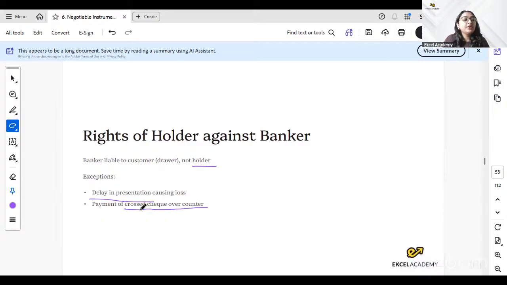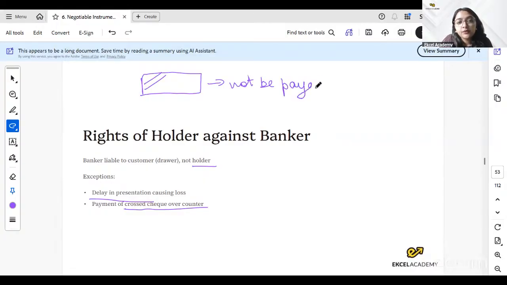Now let's say, for example, payment of a crossed check. What did I tell? When we say crossed check, you are adding two transverse parallel lines at the corner of the check, which means that it will not be payable over counter. The bank should not hand you physical cash for a crossed check being presented. Whenever a check is crossed, the money has to be deposited into the customer's bank account only. You cannot get physical cash for it. But if the banker has paid physical cash in case of a crossed check, then the banker will be liable to the holder as well.